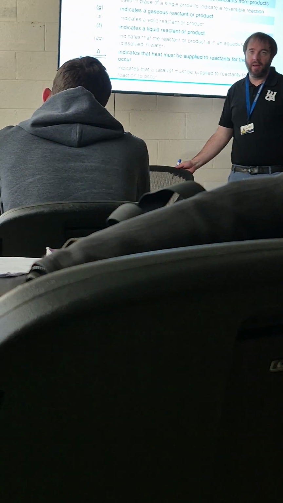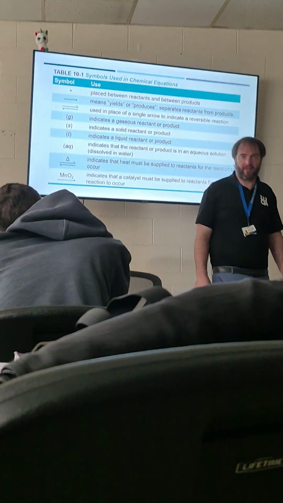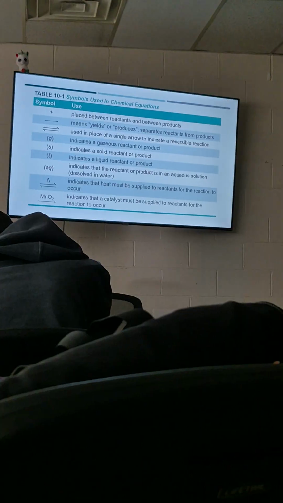If there's a little g underneath of it, which most of them will have, so this is a g, this is a g, and this is also a g. Little g means that it's a gas. That's it. It tells you what state it's in. S is a solid, L is a liquid, and then this one's probably the most popular one, AQ, or aqueous. Aqueous just means it's dissolved in water.